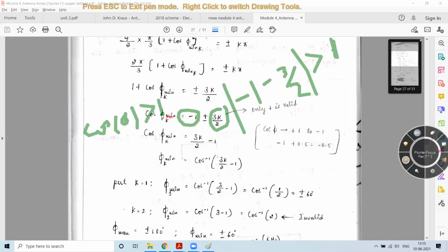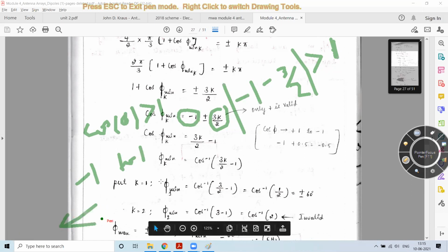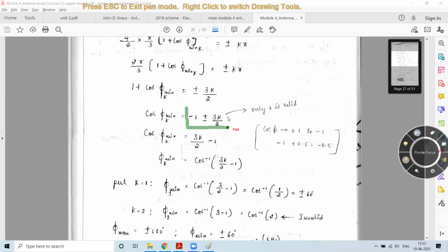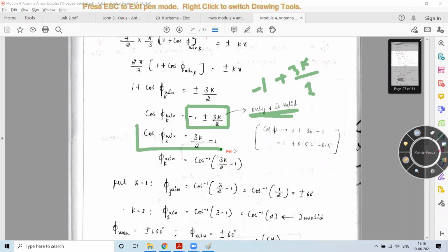It will be in the range of minus 1 to plus 1. It cannot go beyond minus 1, and it cannot go beyond plus 1. So that is what it indicates. Therefore, this equation will be simplified as minus 1 plus 3k by 2, because minus 3k by 2 is not valid. Minus 3k by 2 will not give you a valid result, because cos cannot be less than minus 1 or greater than plus 1. So only the plus condition is valid, that is minus 1 plus 3k by 2. That is what is written over here.